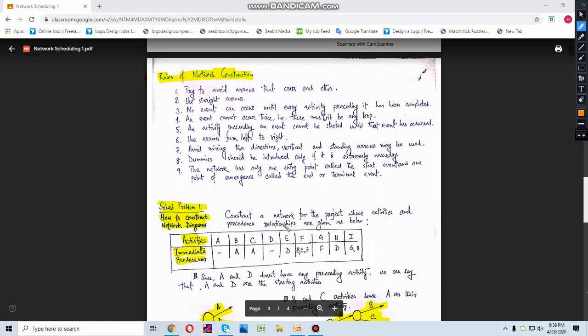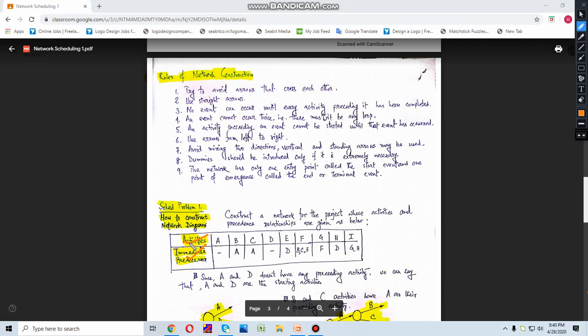Construct a network for the project whose activities and precedence relationships are given below. Here you can see activities and immediate predecessor. Now what do you mean by immediate predecessor? I hope all of you remember the concept of preceding activities. That means until and unless a certain activity has been completed, you cannot move on further. So here comes the relationship of preceding activities.